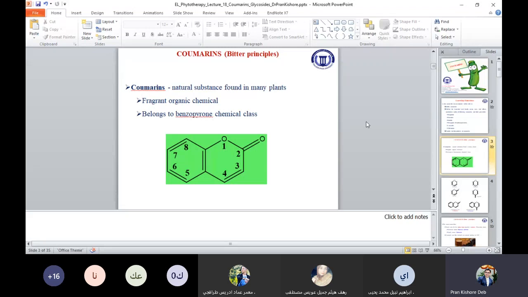So we studied two other classes of glycoside, flavonoids and anthocyanin. They are mainly responsible for providing color to different parts of the plant, whereas coumarin is responsible for a particular sweet smell, the smell of new mown hay, the new grass. If you go to a field when new grass has grown, you can sense a particular smell. That smell of grass is because of the presence of coumarin. Chemically, they belong to the benzopyrone chemical class.